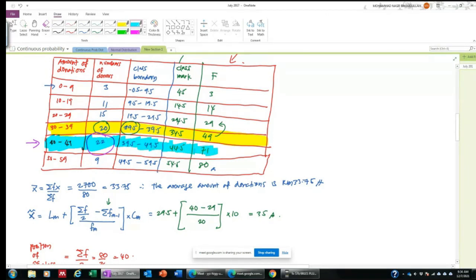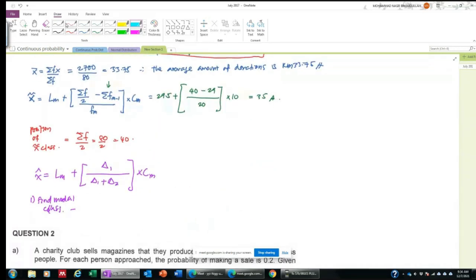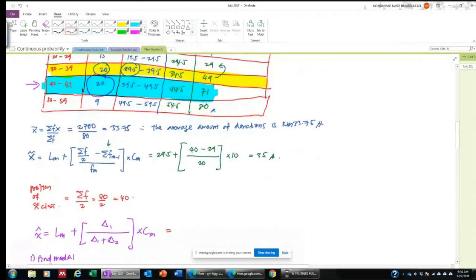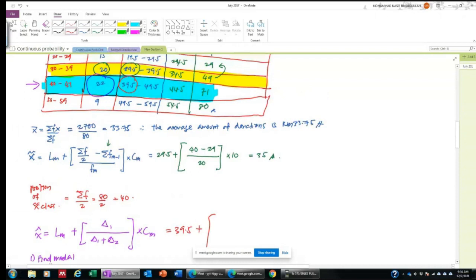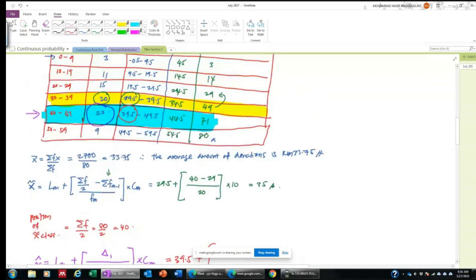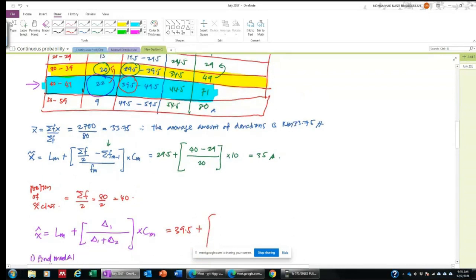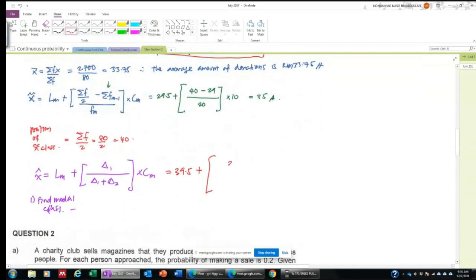Right. So this is your model class because the frequency value is the larger value. Now we already know that this is the model class, so we just input the value into the formula. The lower class boundary is 39.5, plus delta 1, which is the frequency of the model class minus the frequency before the model class, 22 minus 20, which is equal to 2.